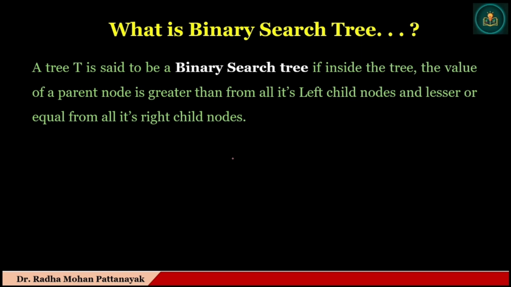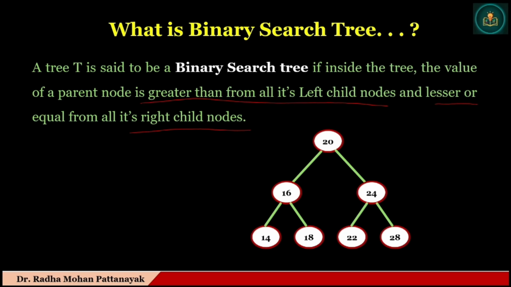A tree is said to be a binary search tree if inside the tree the value of a parent node is greater than all its left child nodes and lesser or equal to all its right child nodes. So let's see an example of binary search tree.